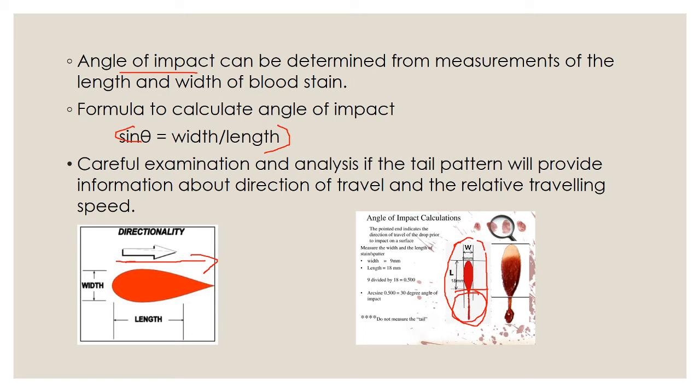So we are giving this to the formula: width is 9 by 18. So we will get 0.500, and from this sine theta, we will get a 30-degree angle of impact. So from this we can identify from which angle the impact has come. The careful examination and analysis of the tail pattern will provide information about the direction of travel and the relative traveling speed.